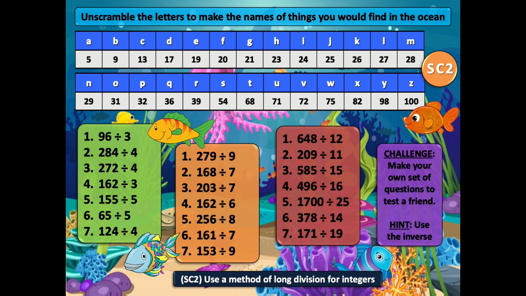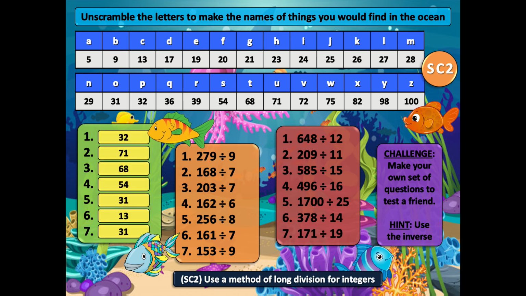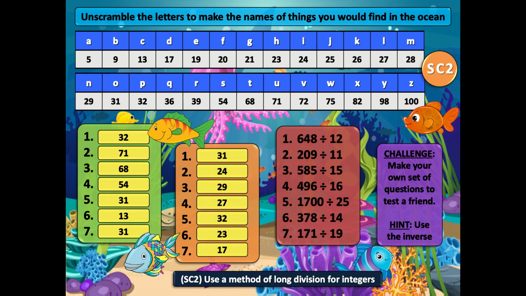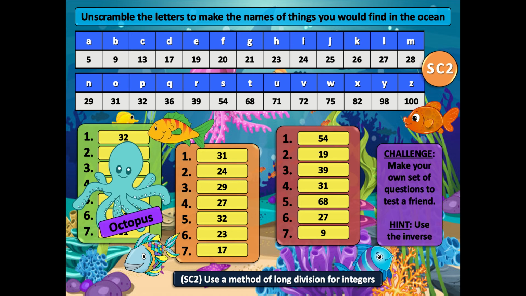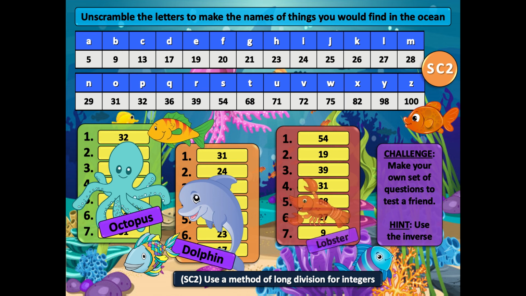Here are some questions for you to have a go at. Pause the video, and when you're ready to mark your work, press play. Here are your answers. So there's your green answers. There's your amber answers. And there's your red answers. The greens made octopus, the ambers made dolphin, and the reds made lobster.